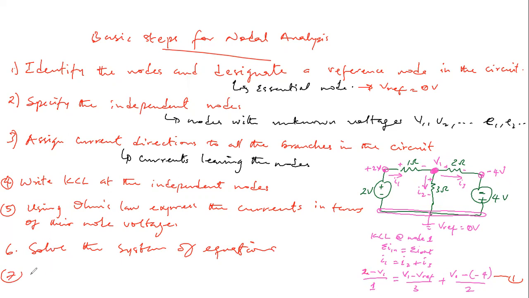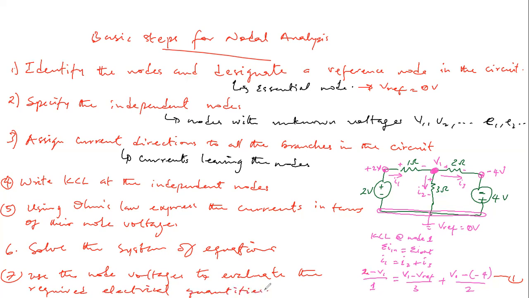And afterwards, we use the node voltages to evaluate the required electrical quantities. That's it. So let's consider one example. Let's assume we have a circuit.